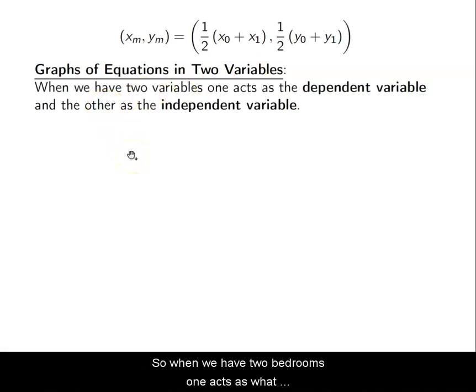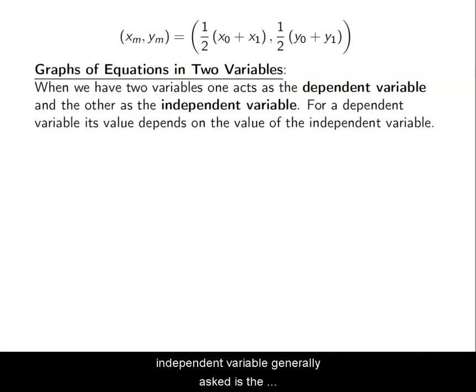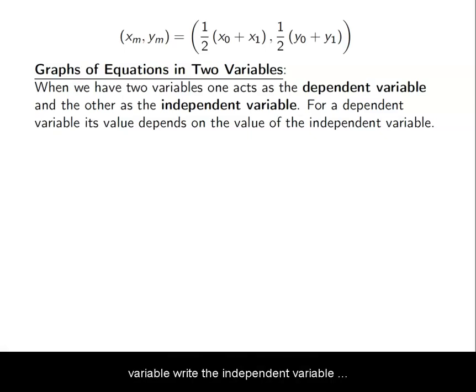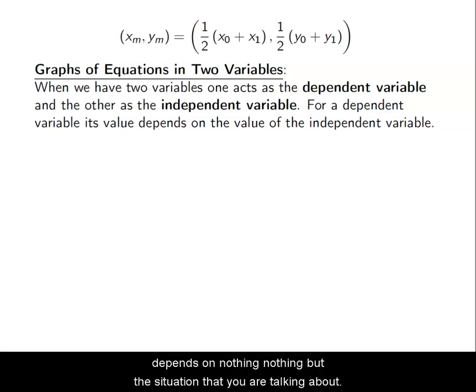So for graphs of equations in two variables, right? When we have two variables, one acts as what we call the dependent variable, and the other is the independent variable. Generally, x is the independent variable and y is the dependent variable, although these can switch roles depending on what we're talking about, right? For a dependent variable, it's easy in concept to understand what it means. Its value depends on the value of the independent variable. The independent variable depends on nothing but the situation that you are talking about.